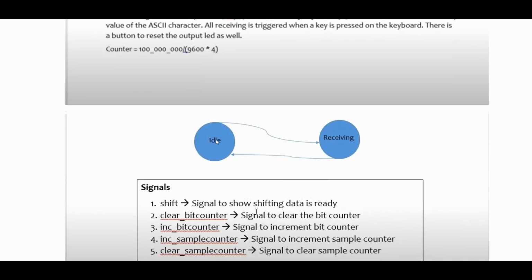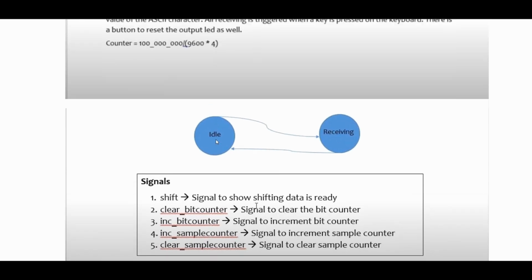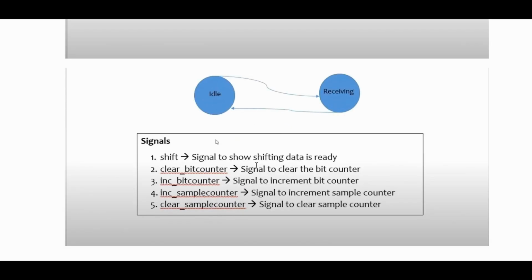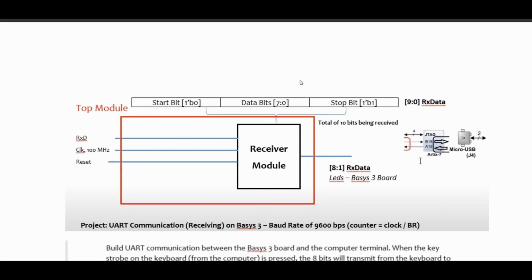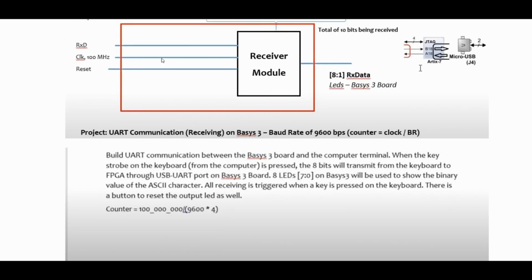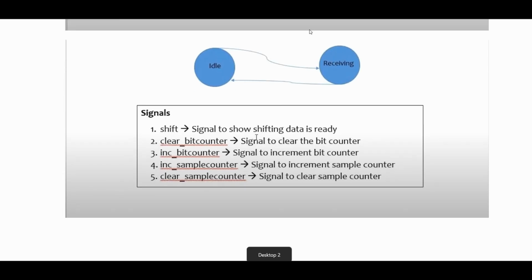And we can also turn this into a state machine, a Mealy machine. Basically, it has two states: one is the idle state, and the other is the receiving state. The idle state is nothing but idle; it's not receiving any data. The receiving state is where the RXD input comes in. We get the data into this receiving state, and we use some signals.